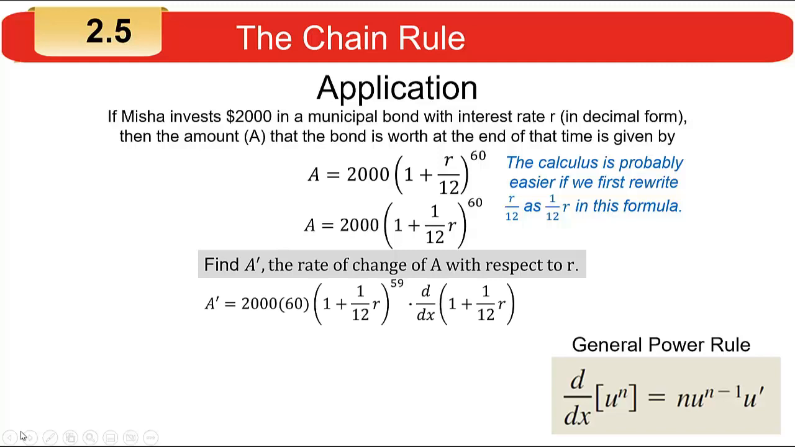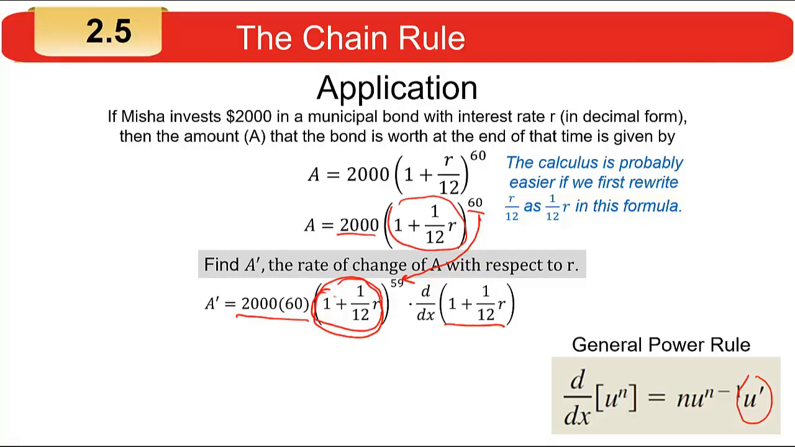So using the general power rule, we're going to take the 2,000 times the 60. That's going to be the new coefficient, or the coefficient of the derivative. Then we're going to write the base down again, and we reduce the 60 to a 59. And then we've got this u prime part. That just means to take the derivative of the base.